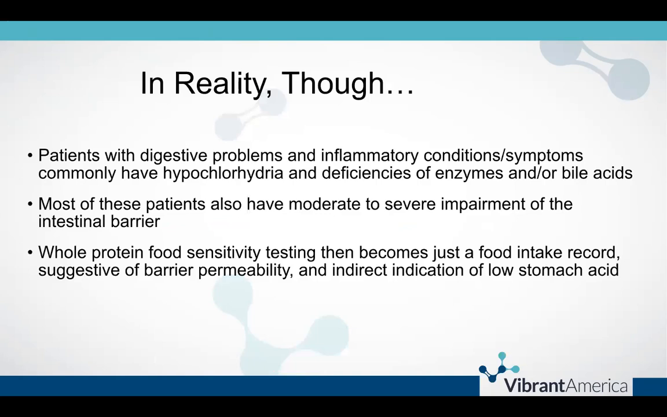So when you have this situation, which is probably 9 times out of 10 or greater when you're talking about a functional medicine practice, whole protein food sensitivity testing then basically just becomes a food intake record, which is just telling you these are the foods this patient has been eating. Not necessarily that these are the foods they're sensitive to, it's just these are the foods this patient is eating because they're not breaking them down, they're not digesting them fully, and this is really just suggestive of barrier permeability and maybe even an indirect indication of low stomach acid.